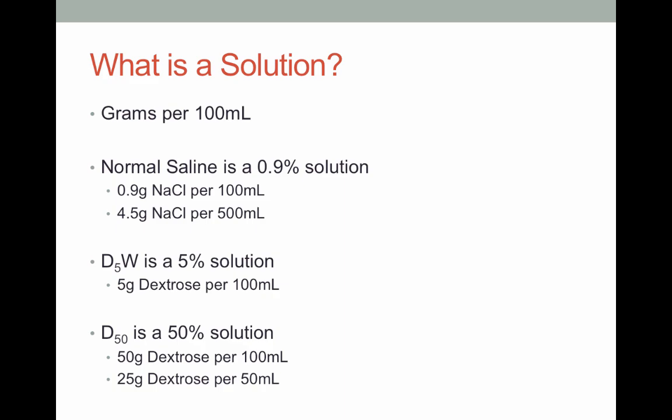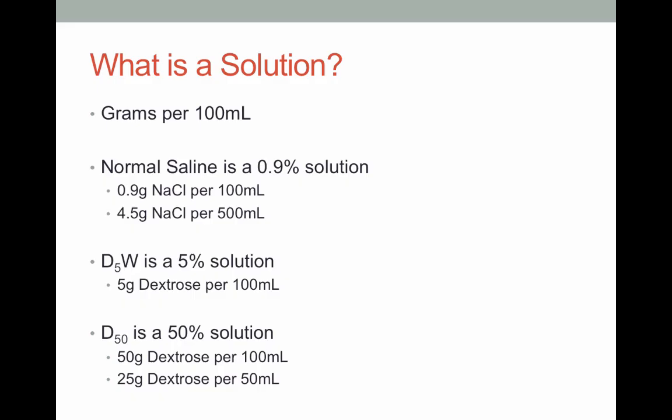D50 is a 50% solution, which means there are 50 grams of dextrose per 100 milliliters. The amps that we'll be giving, those pre-filled syringes, are 50 milliliters. So we cut the 100 milliliters in half to get 50 milliliters. Let's cut that 50 grams in half. So you know that pre-filled syringe is 25 grams of dextrose in 50 milliliters.